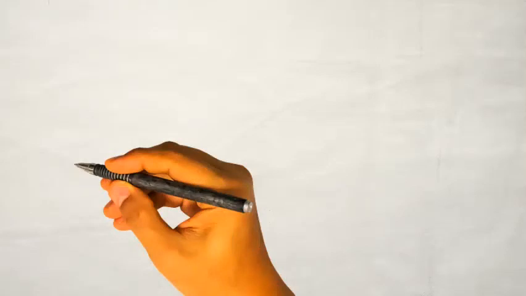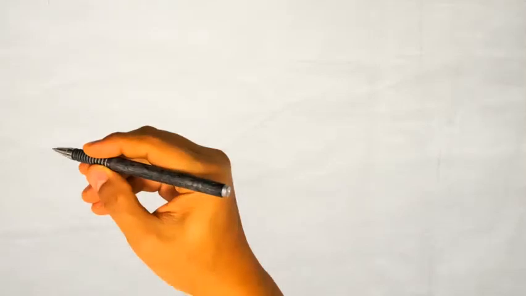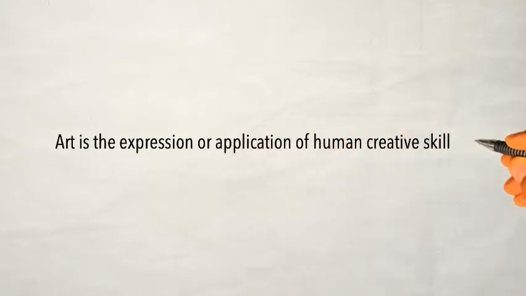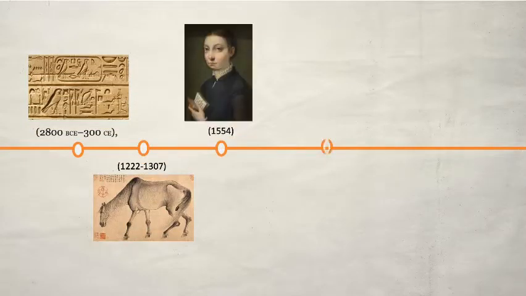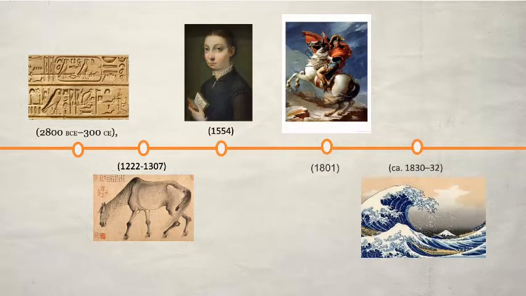There are many approaches to defining art, but for the sake of this lesson, we will define art as the expression or application of human creative skill. We use art to communicate or express meaning or send a message to an audience. Throughout history, we see many examples of how art is used as a means of communication. For example, Egyptian hieroglyphs used visual icons to form messages or meaning, or to tell the story of the gods.